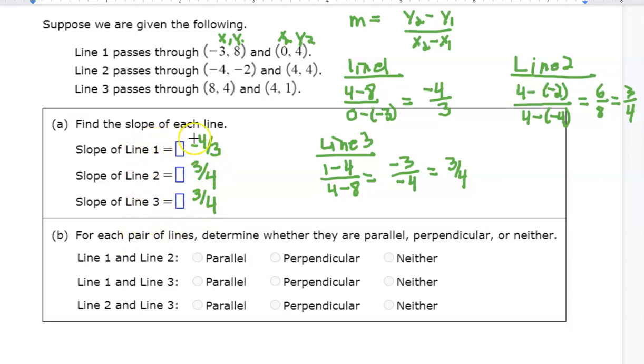We can start making some determinations. So line 1 and 2, I've got -4/3 and +3/4. Well, the sign changes and we flip the fraction. So those are going to be perpendicular. 1 and 3, -4/3 and +3/4 again, perpendicular. And 2 and 3, 3/4 and 3/4, absolutely parallel. Those are parallel lines.